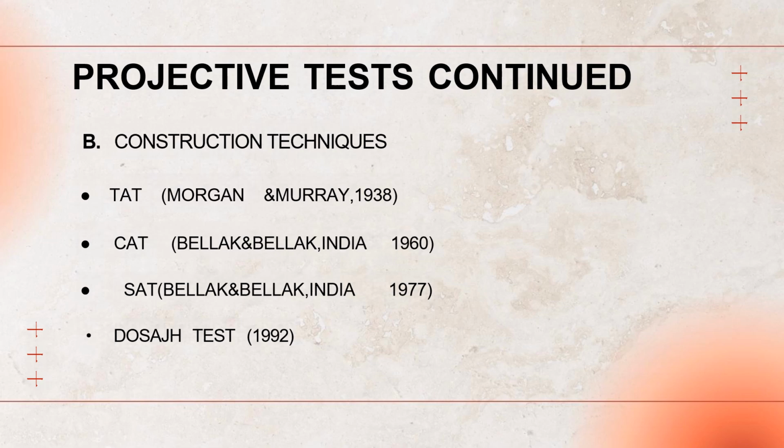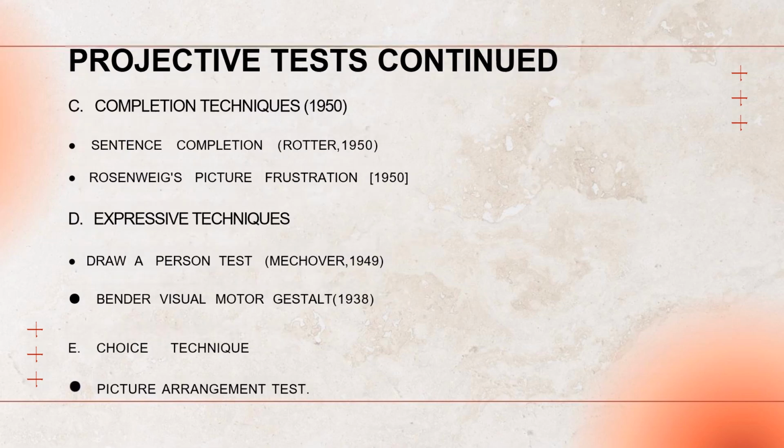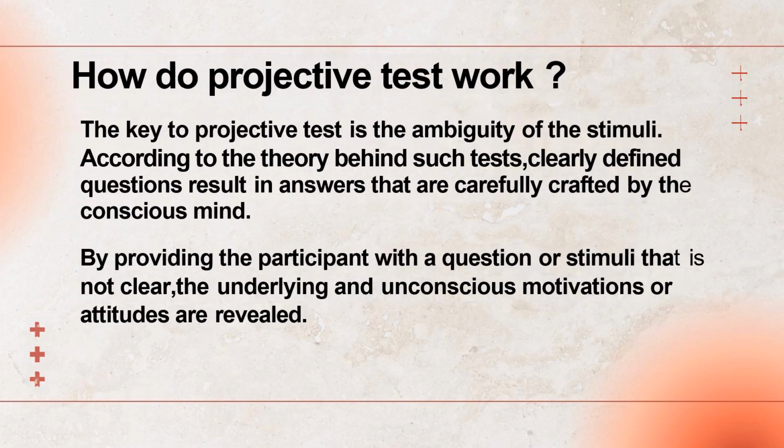Then there are construction techniques, TAT, CAT and BAT, and Dhondhi's test. Then there are completion techniques. There is sentence completion. Then there is Rosenzweig's picture frustration. Then there are expressive techniques, the draw-a-person test, and the Bender visual motor gestalt test. Then there is a choice technique, which is the picture arrangement test. So all of these are the projective tests that are available to us.